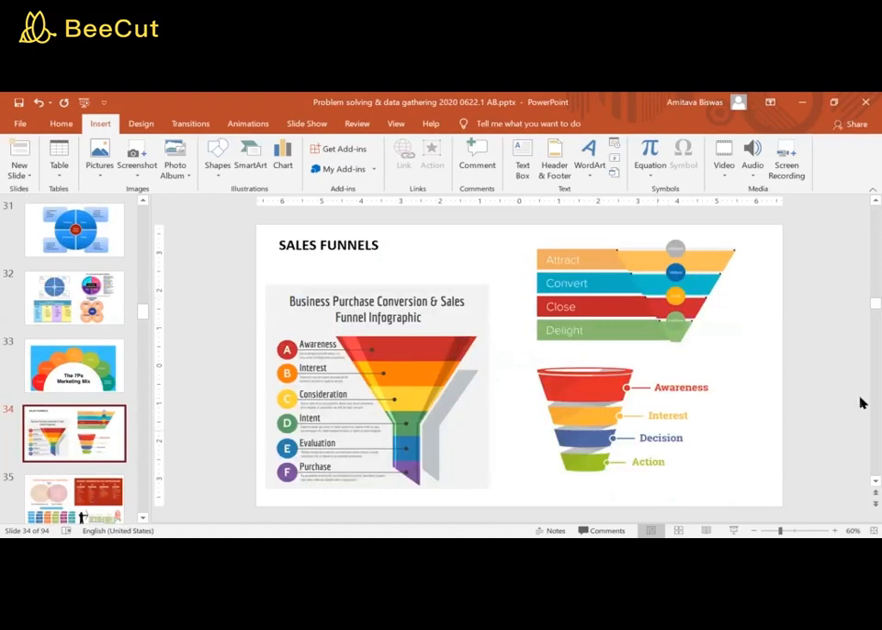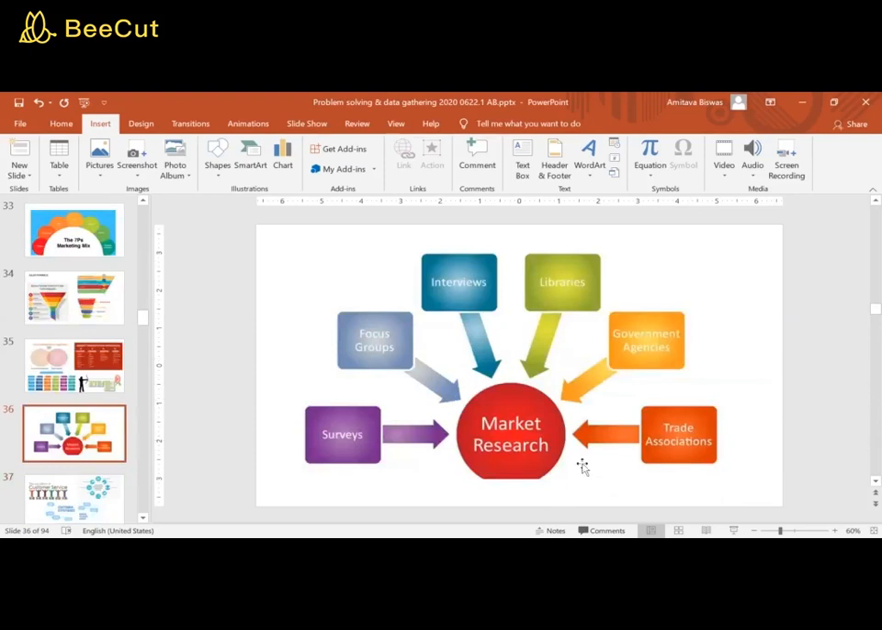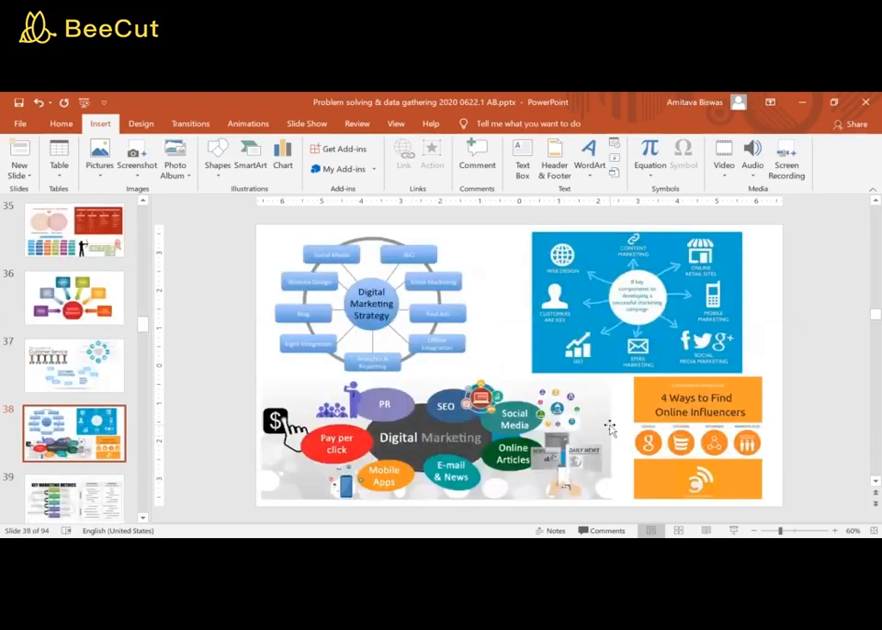Sales funnels is another thing. Customer segmentation, we can talk about all of these kinds of things. We go through this actually in our marketing class. We're going to go through this in depth, but just to know the types of stuff that are out there. Market research, we're doing some of this now. Customer service, we've been talking about customer experience in the UIs and some other places. Digital marketing is a big thing that we're talking about. There's a lot of frameworks for that as well.